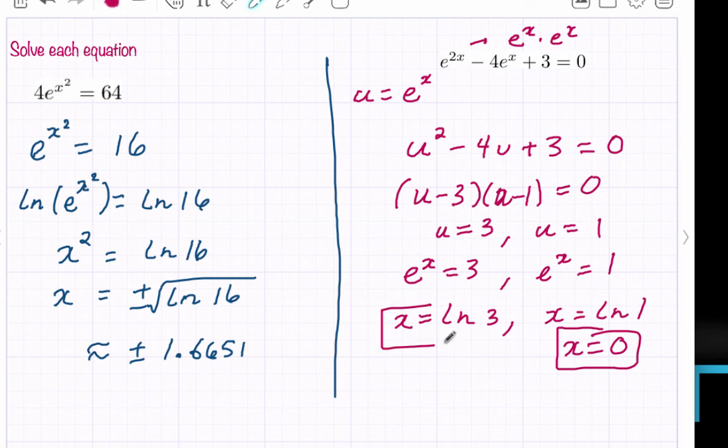So those are some additional examples of how to solve exponential equations that have both simple and complicated bases.